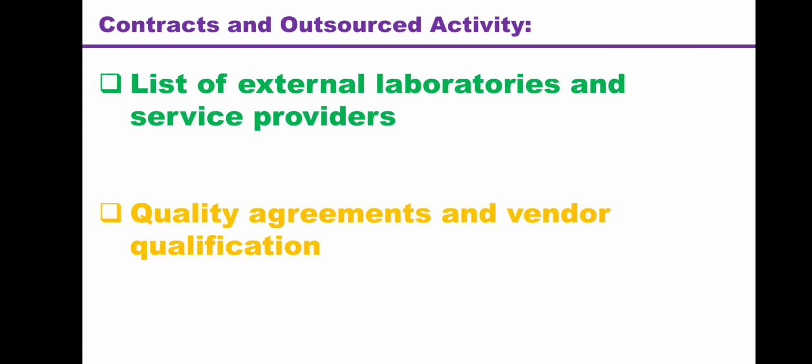Then contracts and outsourced activities. The site master file also contains information about which activities we are outsourcing, like sometimes we are sending samples for analysis to an external lab or contract labs. And contracts between the API supplier and service provider, because agreements are very important.